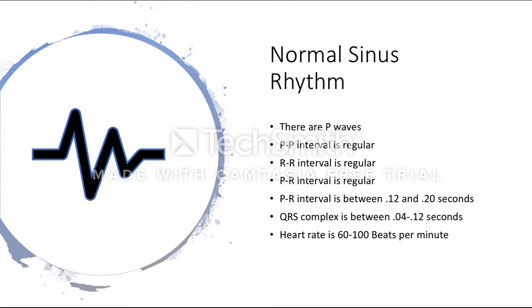Our PR interval is normal between 0.12 and 0.2 seconds. Our QRS complex is normal between 0.04 to 0.12 seconds. And the heart rate is 60 to 100 beats per minute. If you think back to going over the different parts of the electrical system of the heart, the intrinsic rate for the sinus node is 60 to 100 beats per minute. So it makes sense that a normal sinus rhythm would be 60 to 100 beats per minute.